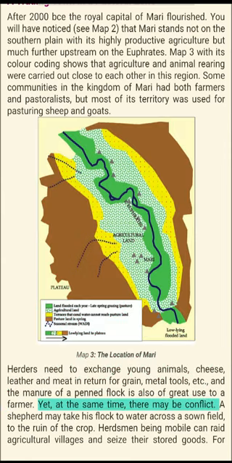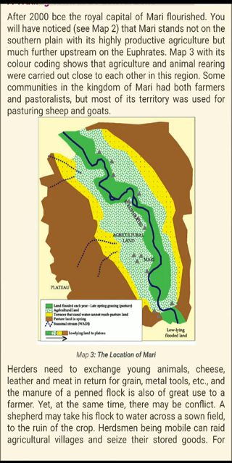Map 3, the location of Mari. Herders need to exchange young animals, cheese, leather and meat in return for grain, metal tools, etc., and the manure of a penned flock is also of great use to a farmer. Yet, at the same time, there may be conflict. A shepherd may take his flock to water across a sown field, to the ruin of the crop. Herdsmen, being mobile, can raid agricultural villages and seize their stored goods. For their part, settled groups may deny pastoralists access to river and canal water along a certain set of paths.